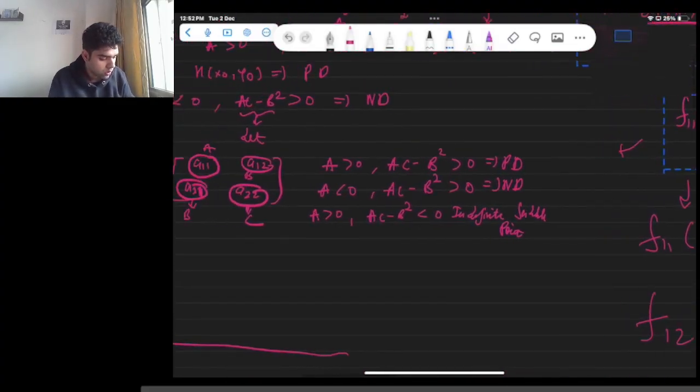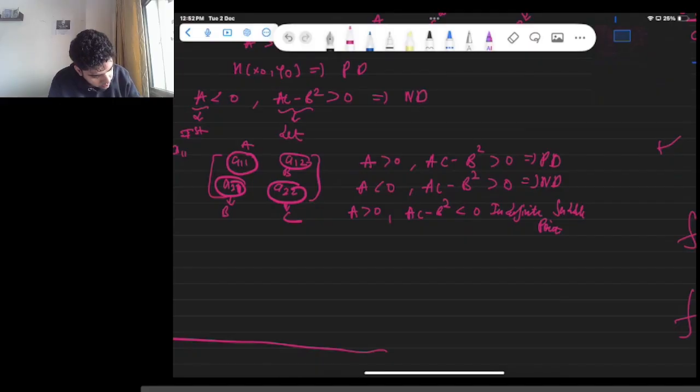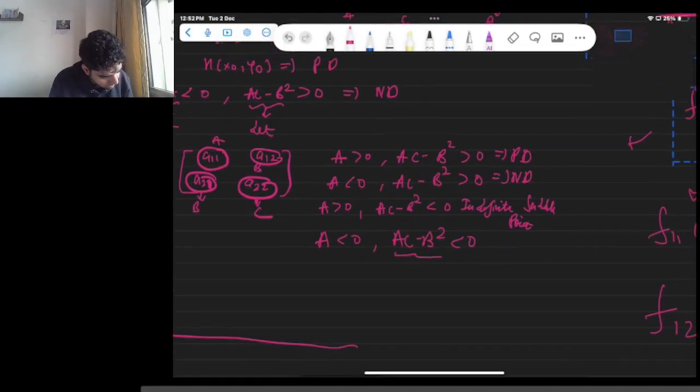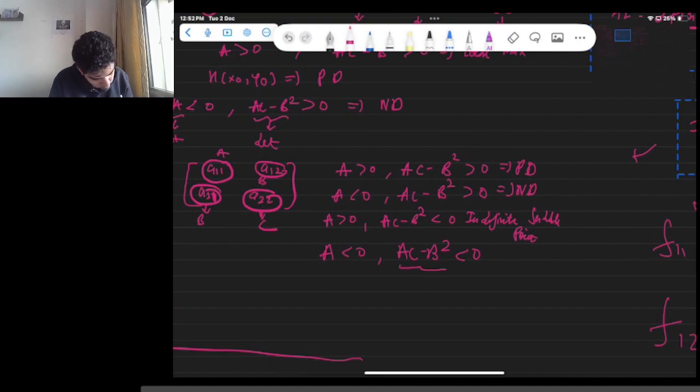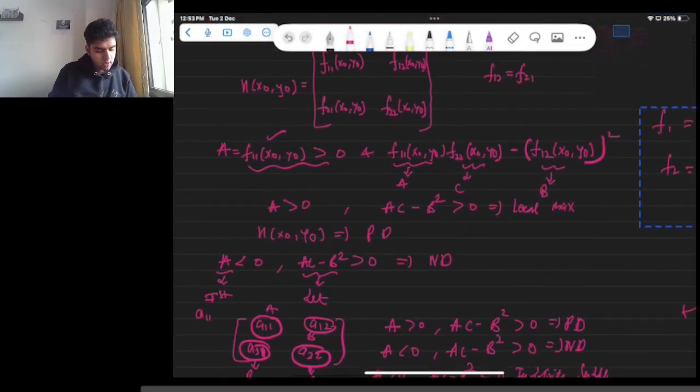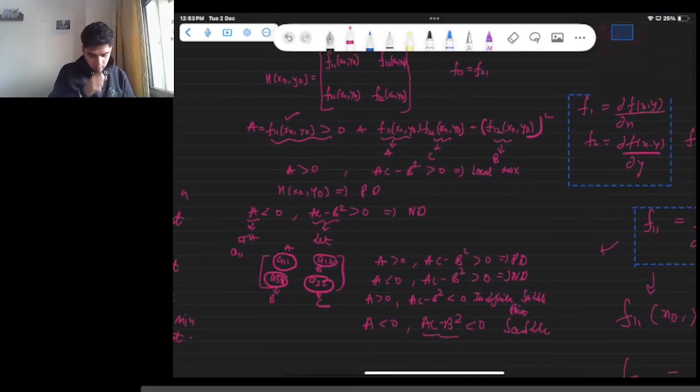So now if I have A less than 0, AC minus B square less than 0, then also saddle point. So whenever my determinant is less than 0, I say that it is a saddle point. I've written the conditions for saddle point. I am not writing these very neatly. This was just to explain what the Hessian matrix means, and what is positive definite, what is negative definite, because I'm going to solve like this only, using a Hessian matrix, right?